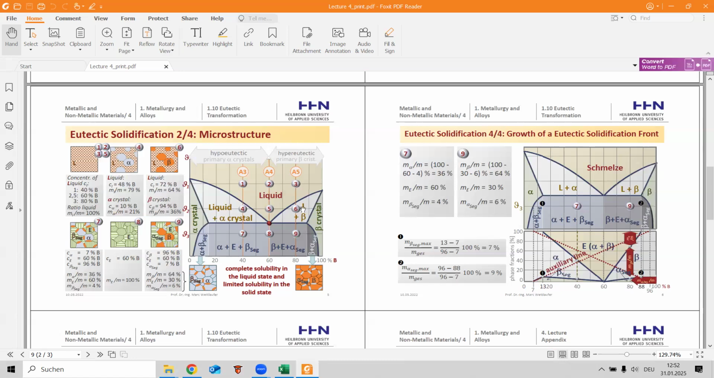So in beta crystals, the concentration of beta crystals is 94% component B here. And beta crystals divided by M total is 6%. And then point 7.